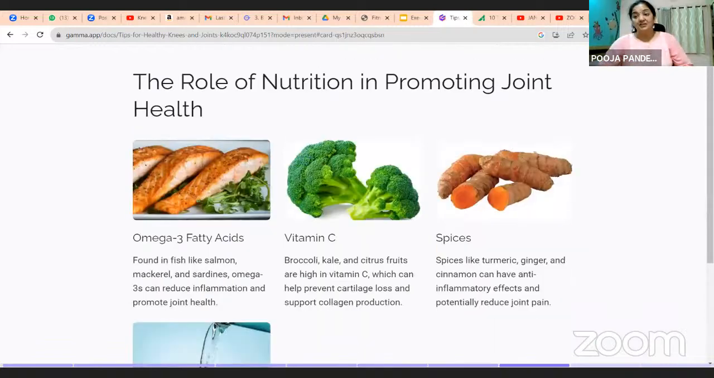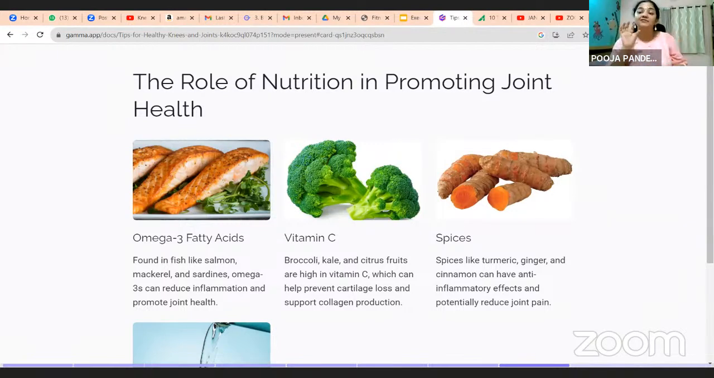Nutrition plays a very, very important role when it comes to maintaining your joints, maintaining your knee. Make sure that your food is rich in omega-3 fatty acid. Omega-3 fatty acid is generally present in non-vegetarian food. So if you are a vegetarian, make sure that you have walnuts in the morning. Walnut is rich in omega-3 fatty acid. Flaxseed is rich in omega-3 fatty acid.